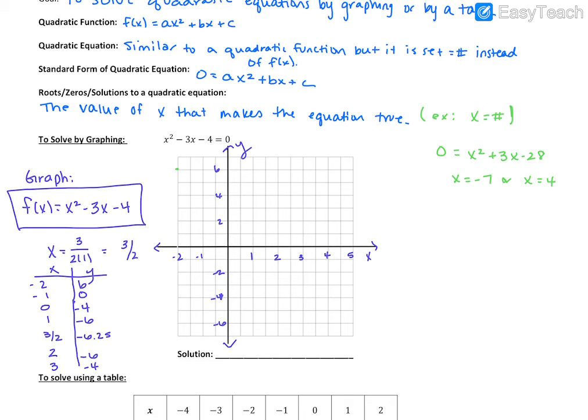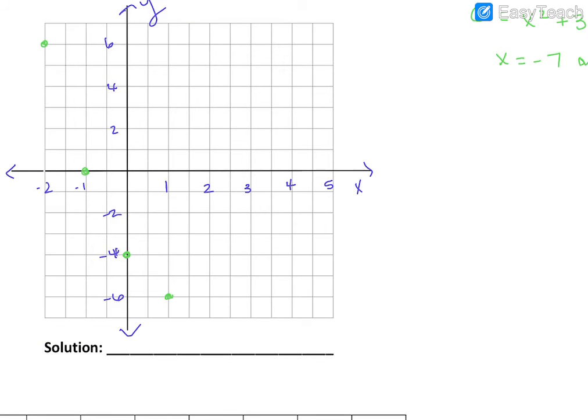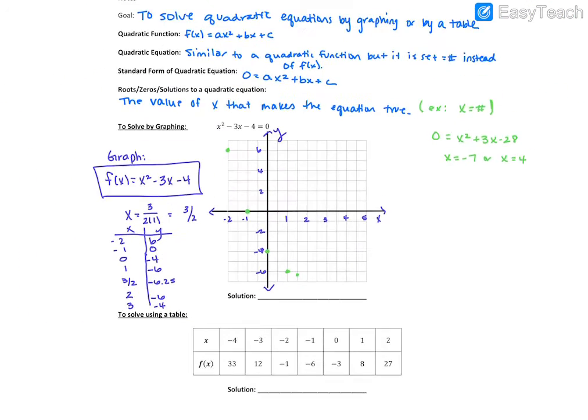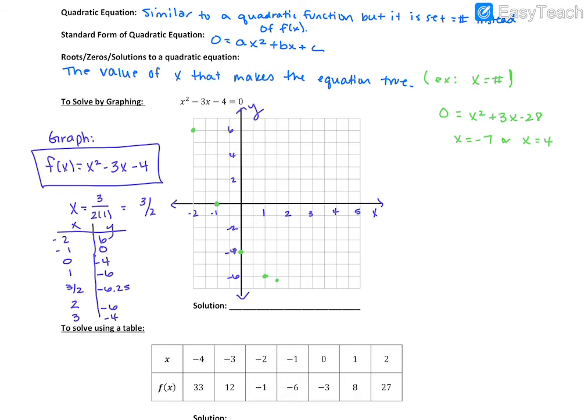So negative 2 is at 6, negative 1 is at 0, 0 is at negative 4, 1 is at negative 6, 1.5, which is 3/2, is easy to plot on here because of the fact that I went up by halves. So 1.5 is easy to find on there. And then I keep going. 2 is going to be at negative 6. 3 is at negative 4, and I'm just going to use my mirror image points to continue this. So 4 is at 0, and 5 is at 6.